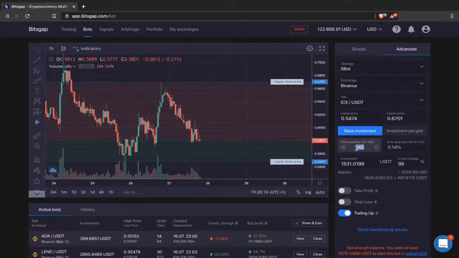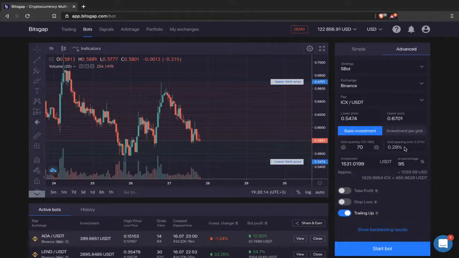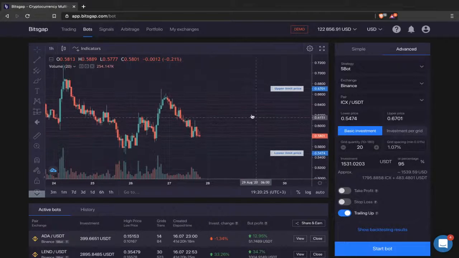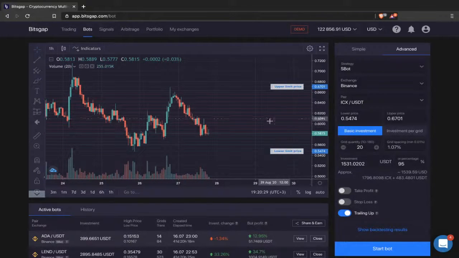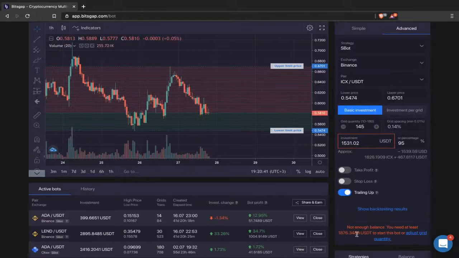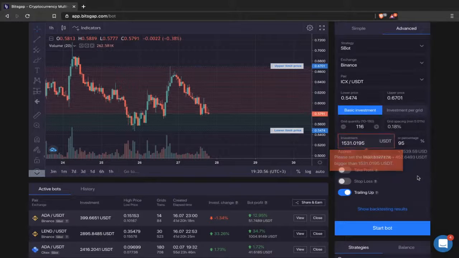I can reduce this amount to, let's say, 70, and that is how I now have a higher grid spacing. Let's say I want to have only 20. Now my grid spacing is increased to 1%. So the distance is now 1%. And as I now have only 20 grid levels, with this investment I can launch the bot. But before that I had 145, which required you to have at least 1,800 USDT. If you don't have this amount at your disposal, you can always click on adjust grid quantity. The system will automatically assign you the optimal amount of grid levels to launch with this investment. All right, so now having 116 grid levels with this trading range, you can successfully launch the bot.